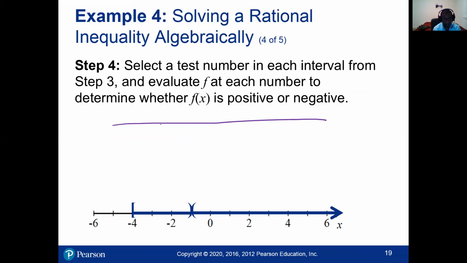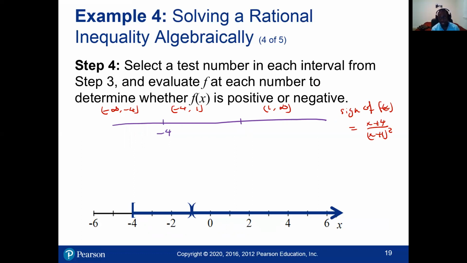We have minus 4, and we have 1. So the intervals again are negative infinity to negative 4, minus 4 to positive 1, and 1 to positive infinity. Now, this is the sign of f of x. And what is my f of x? It is x plus 4 over x plus 1 all squared.